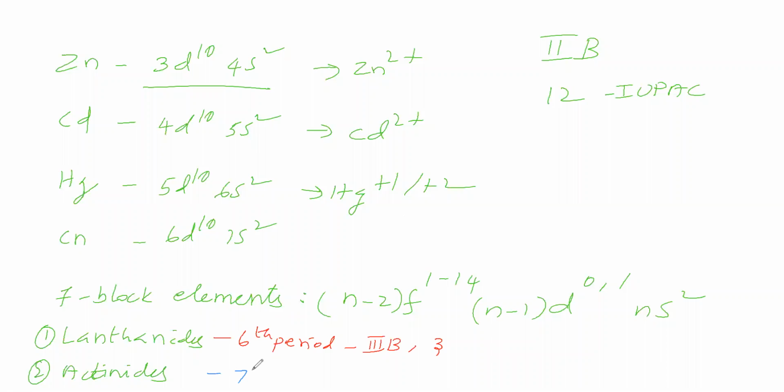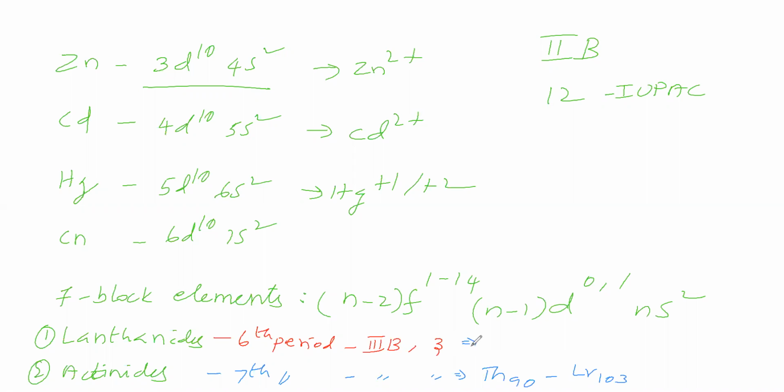Actinides means 7th period. Group number has no change, same as it is. Okay. So which are actinides? Actinides means thorium, atomic number 90, to lawrencium, atomic number 103. These 14 elements are called actinides. For all the actinides, period number is 7th period. Group number is European 3B, IUPAC 3. That's all, for all the 14 elements.